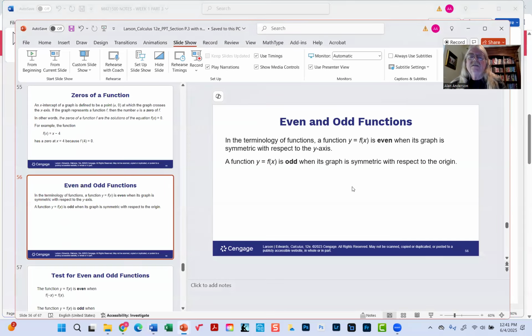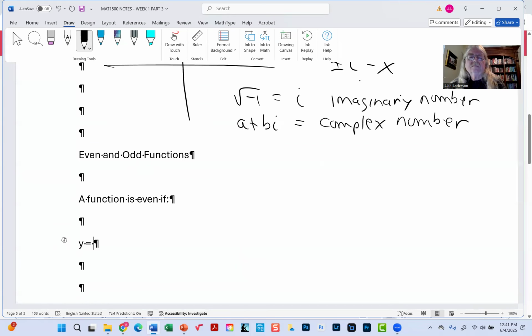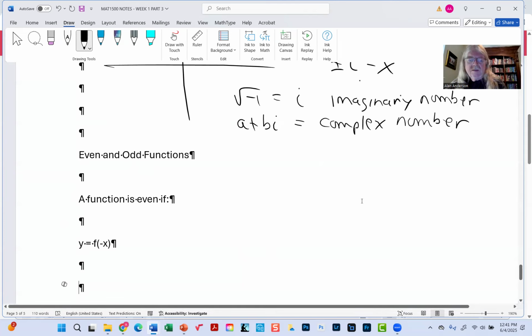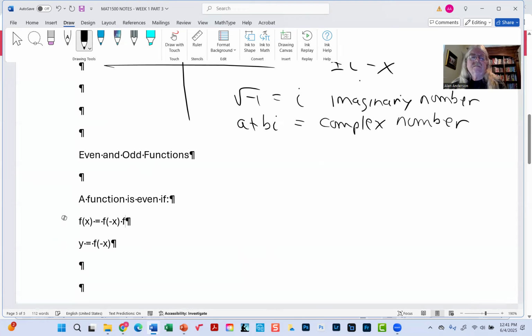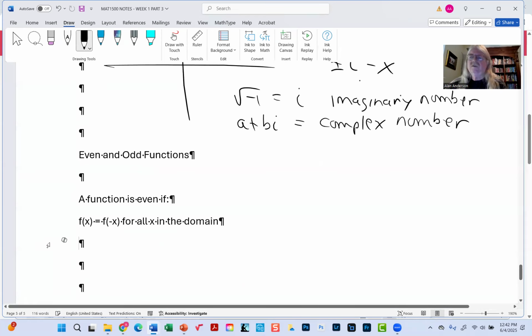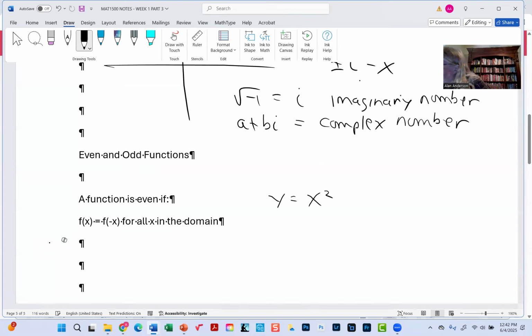Even means... actually, no. Okay, so a perfect example of this is, let's say if x is 3, y is 9. If x is negative 3, y is also 9.